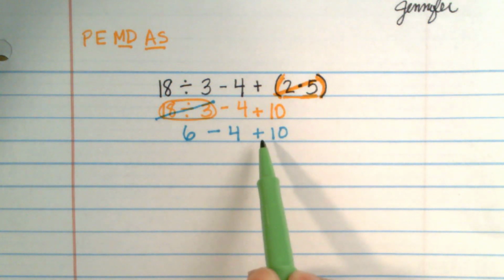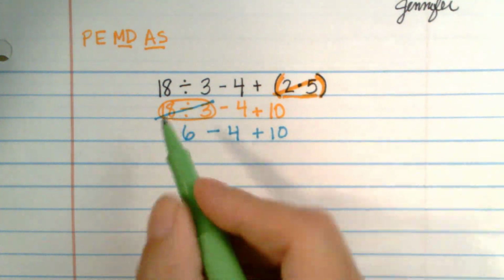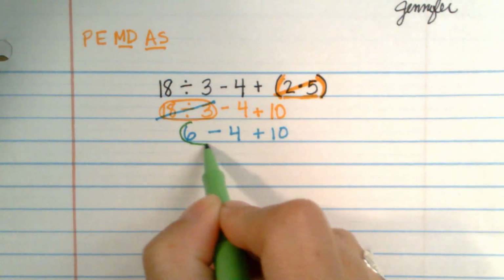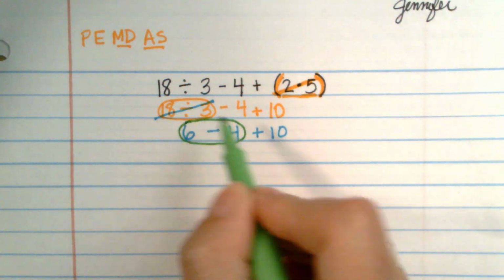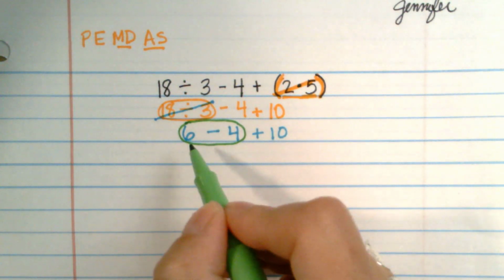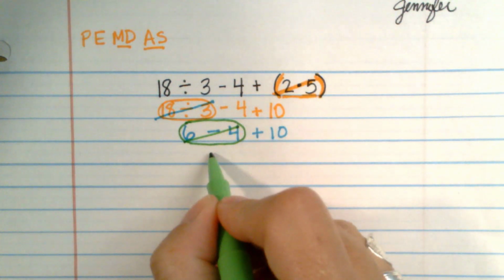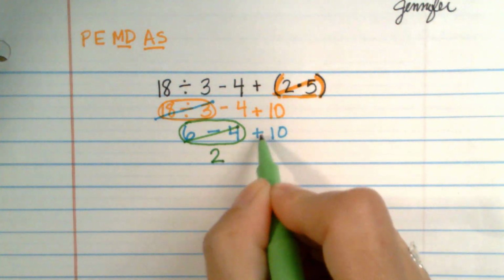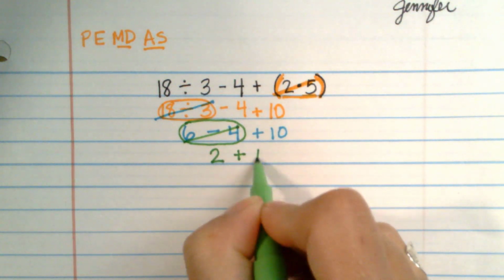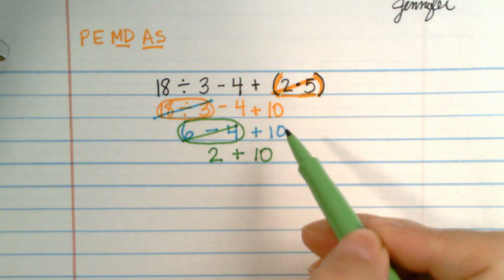Remember, with addition and subtraction, I do whichever one comes first in my problem. So that means I would do 6 minus 4 first, because it's first in my problem. What is 6 minus 4? 6 minus 4 is 2. Then I bring down whatever I have left over. See how my problem is getting smaller and smaller.